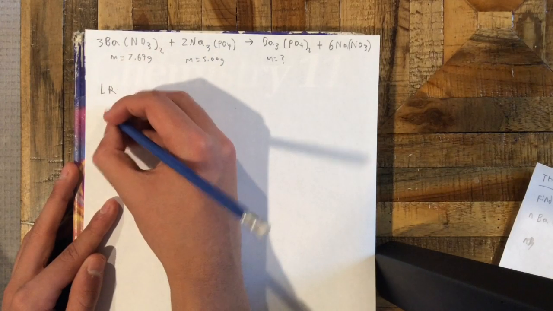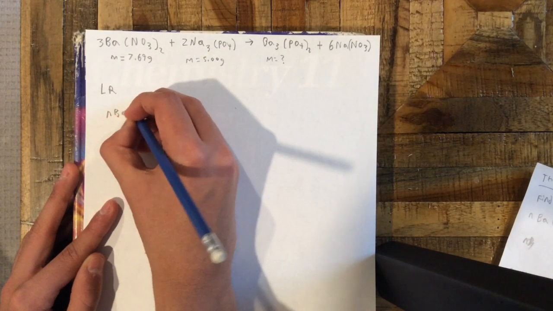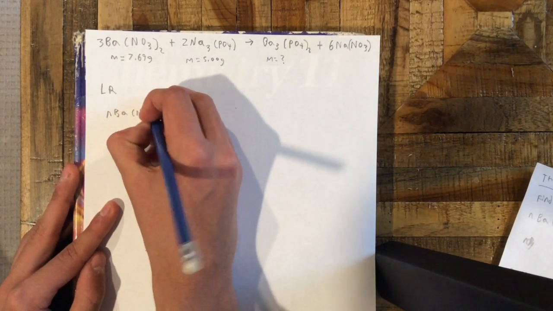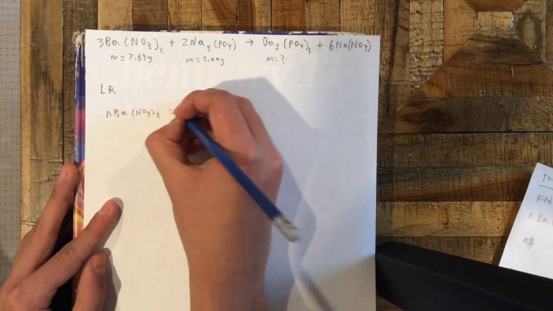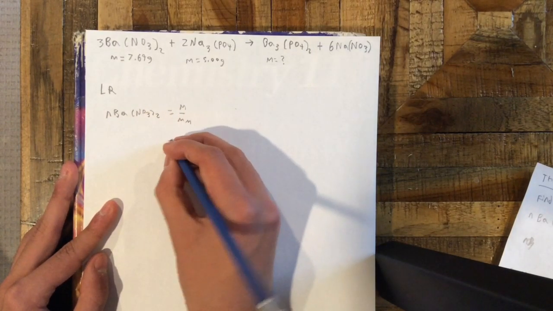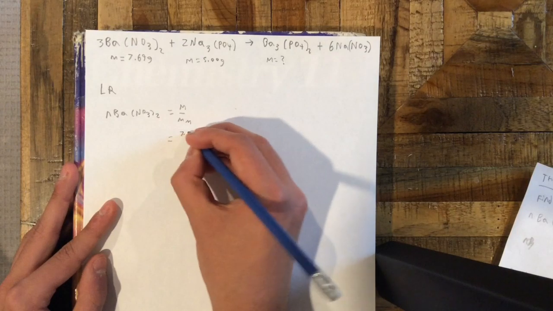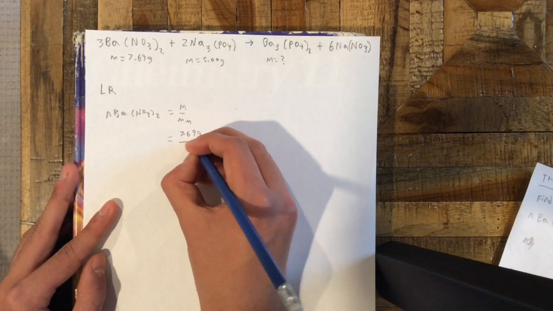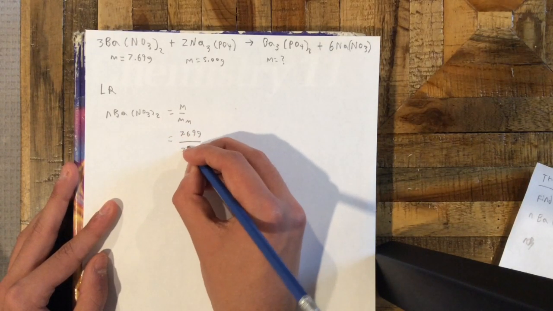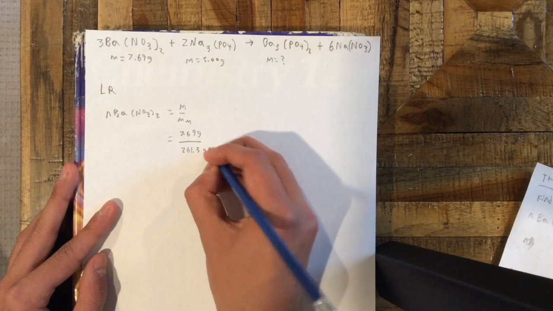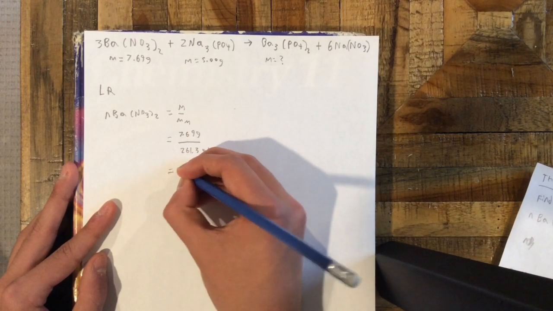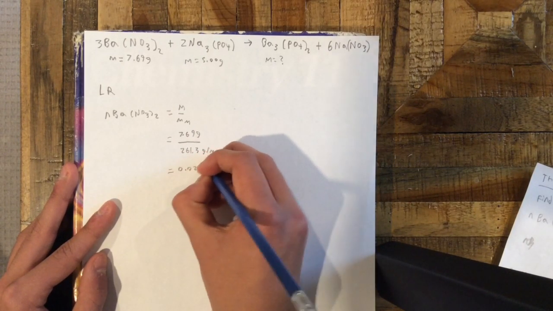So to do so, we're going to find the number of moles of barium nitrate, which is equal to mass over molar mass, which is then equal to the mass, which is 7.69 grams, over the molar mass, which is 261.3 grams per mole, and that gives us 0.0294 mole.